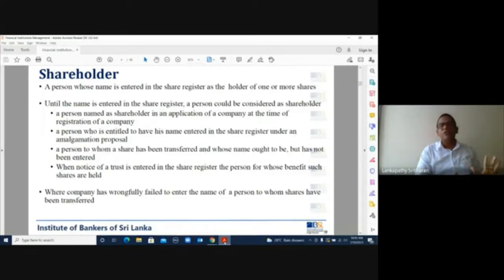Okay, understand? So there are 2 things. First one is, if a person has to be considered as a shareholder, then that person's name has to be in the share register. That is clear cut. Then there are 4 exemptions that have been given to you. Under those also, you have to consider that particular person as a shareholder. Then they say that where the company has wrongfully failed to enter the name of a person to whom shares have been transferred, then even in that circumstance, he or she can be considered as a shareholder.